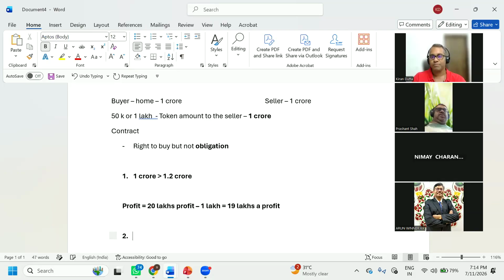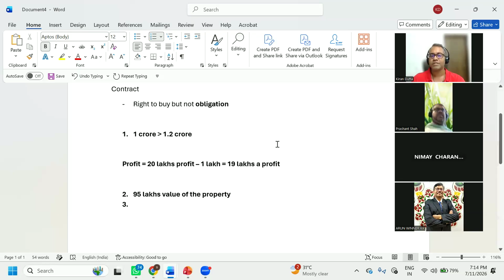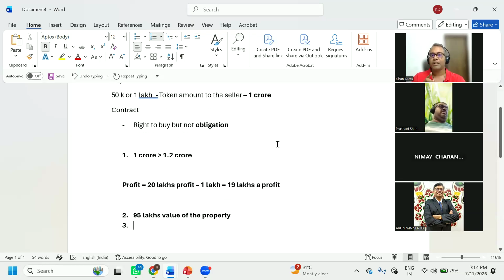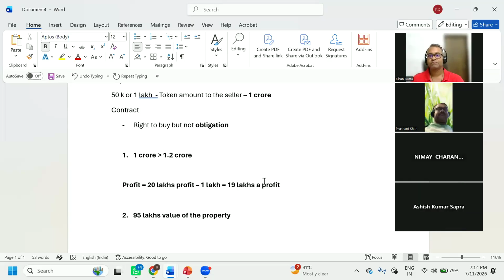We will look into this from the buyer perspective and go to the seller in a bit. In the buyer perspective, what can happen is, for example, after 1 month, instead of 1 crore, the property value has fallen to 95 lakhs. In this instance, what will I do? I will not buy and I will leave my 1 lakh rupees.